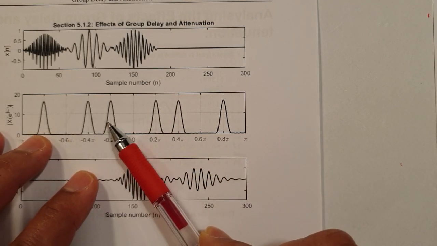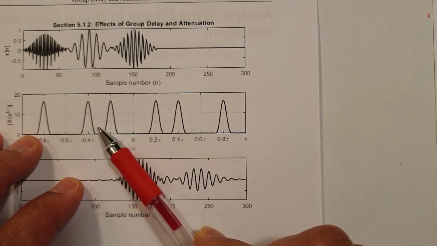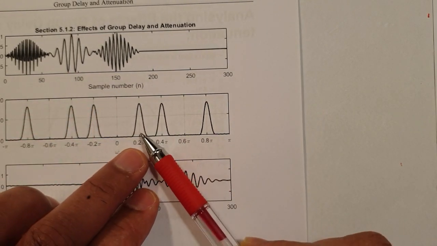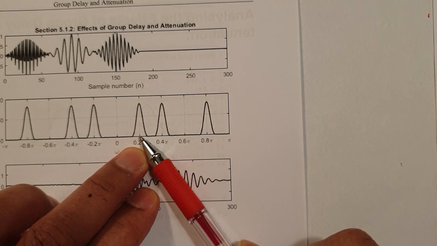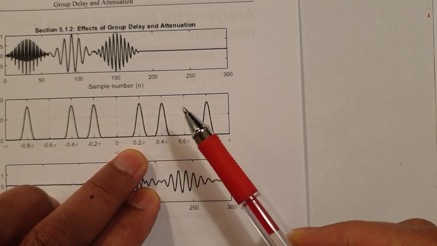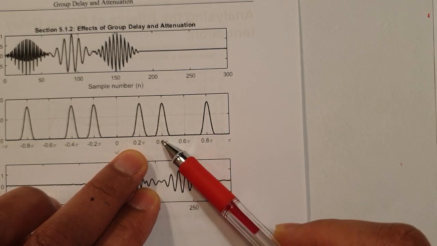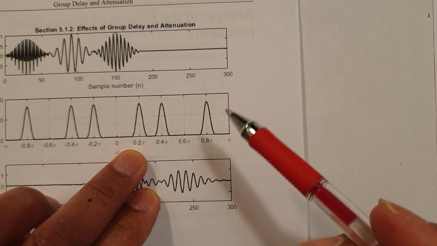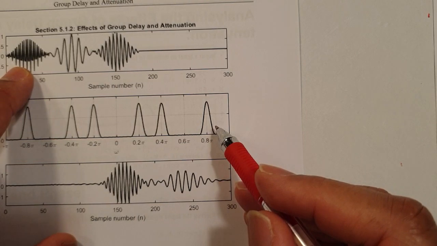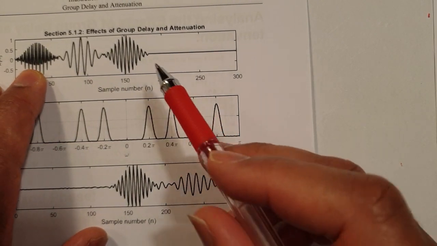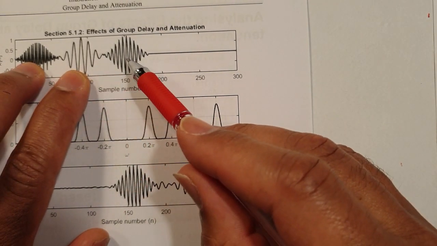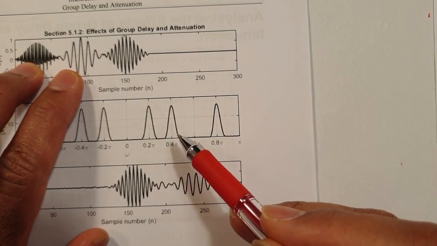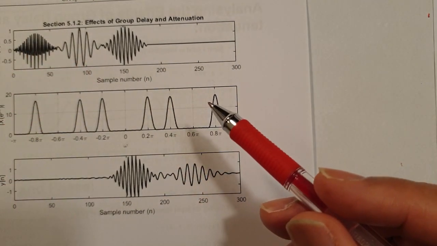This is the negative part, but it represents the same. We can analyze just this side if we want to. So we have a frequency at 0.1, 0.2 pi, 0.4 pi, and the other one at 0.8 pi. Okay, so the highest frequency is this one here. Higher frequency, lower frequency, and the medium frequency. Highest, lowest, medium.